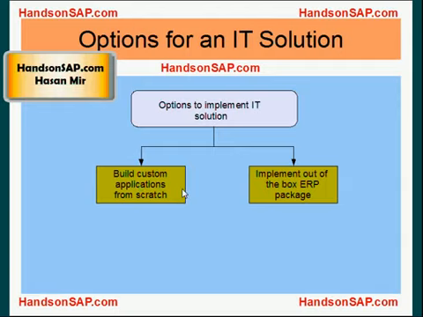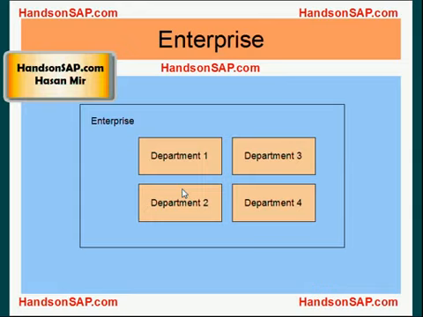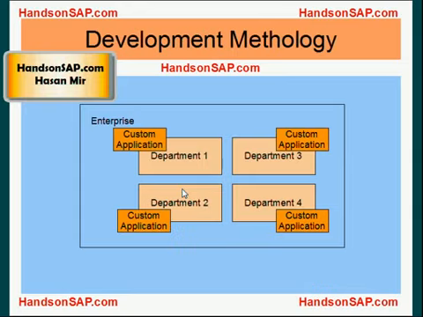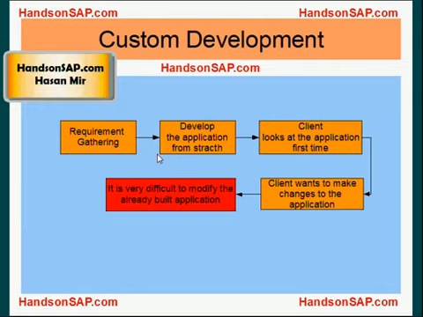So this is a company. The company has multiple departments. Now if they're going to go for custom application development, then each department will have its own custom application developed from scratch. So department 1 will have their own software, department 2 will have their own software, and each of these software would be serving the need for that particular department. This is how the custom development works.